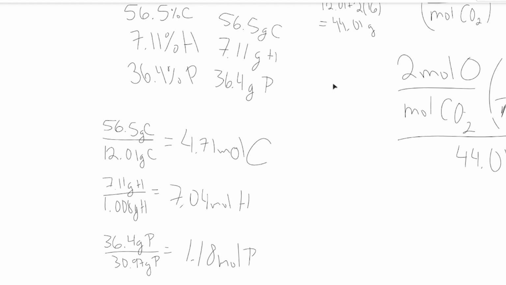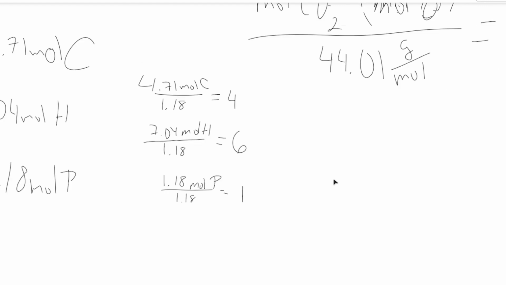We then divide each of these mole values by the lowest of the values. We've now found the values that are going to correspond with the empirical formula. In this case, this compound's empirical formula will be C4H6P. This is how you go from percent composition to empirical formula.